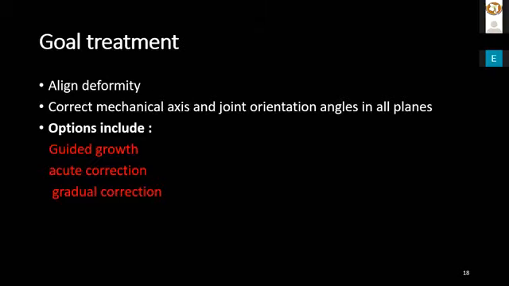What is the goal of treatment? One is to align the deformity. Number two, correct the mechanical axis as well as joint orientation angles, and that, of course, will improve the function of that joint. The options we have to correct this include, one, guided growth, two, acute correction, and three, gradual correction.